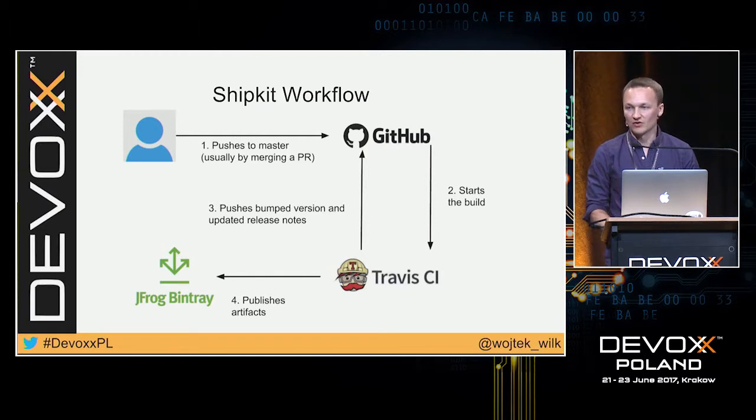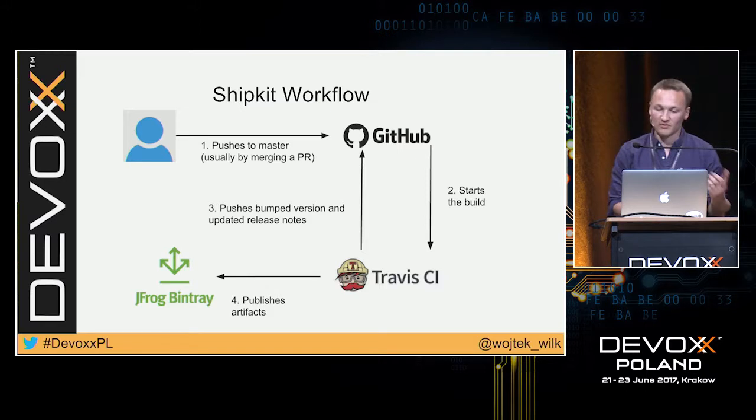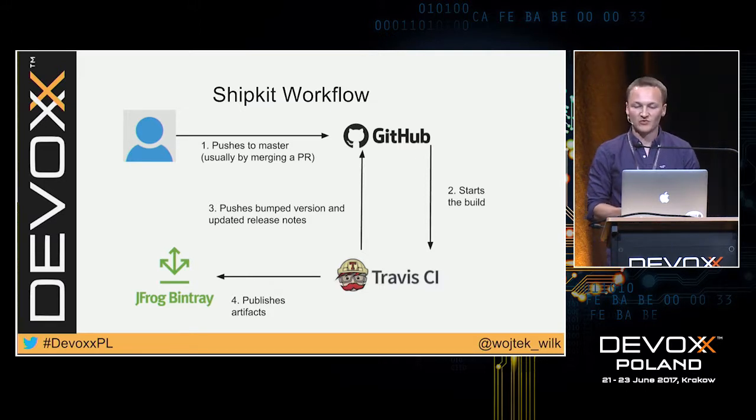And this is how Shipkit works. It is always started by a push to master, usually by merging a pull request. Then GitHub, through a service hook, starts the build on Travis. And Travis runs not only the standard, regular Gradle tasks like build, but also a few Shipkit tasks that bump the version, update release notes, push to GitHub directly to master, and later publish artifacts to Bintray.